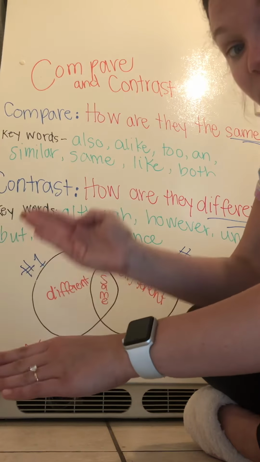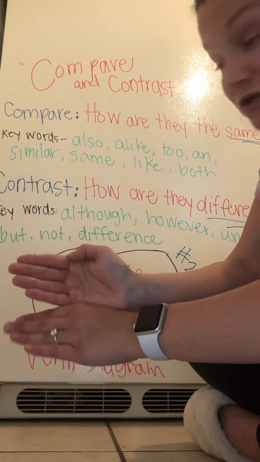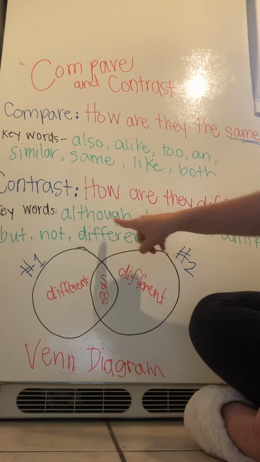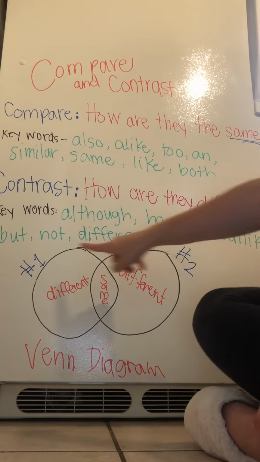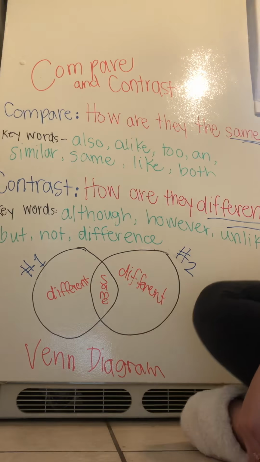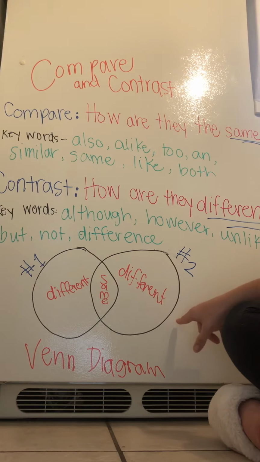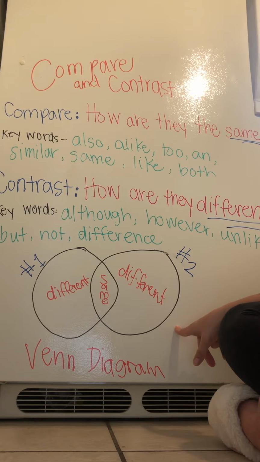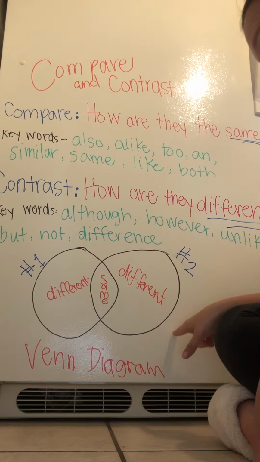Some keywords when you are writing about how things are different, when you're contrasting, are although, however, unlike, but, not, and difference. Down here is something that should look familiar. This is a Venn diagram. A Venn diagram, we've done this before. It's been a little bit, but we've done it before.